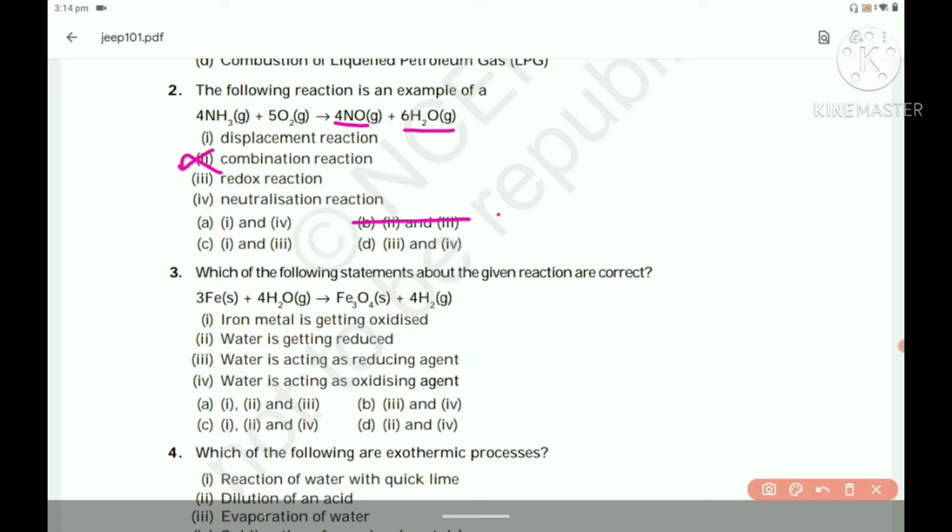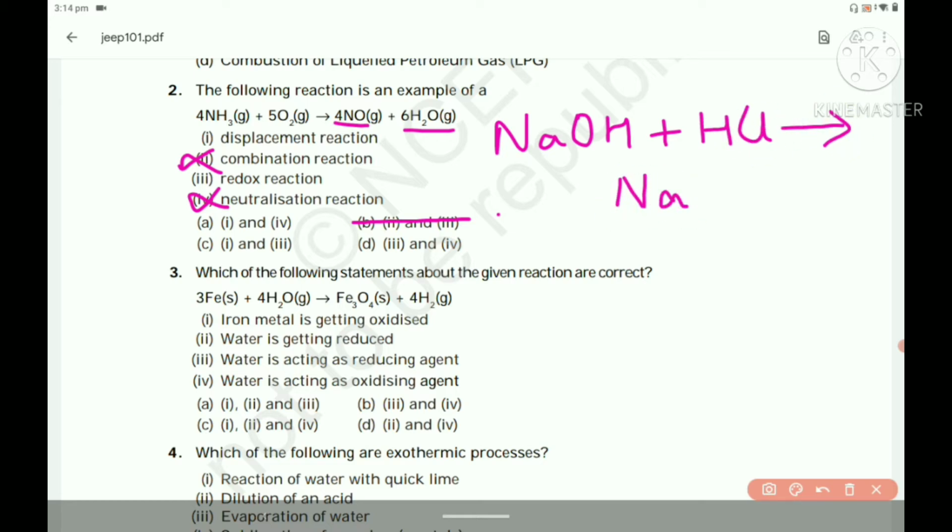Next, is it a neutralization reaction? Of course not, right? So, for a neutralization reaction, one example you can take is NaOH, sodium hydroxide, plus HCl. An acid and a base are combining to give a salt, NaCl, and water. But here it's not an acid and a base, right? So it is not even 4. So, remove the option with 4, this and this. Third option, like that also you can do.